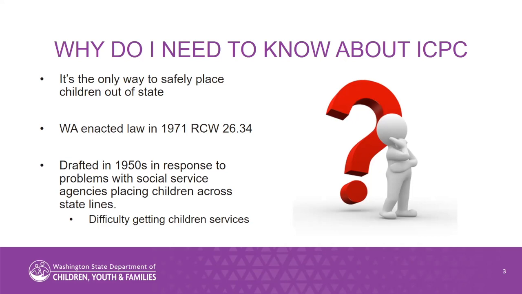ICPC has been around for a long time, since 1971. A lot of other states were 20 years or so in before Washington actually enacted the Interstate Compact. It originally started in the Northeast, New York, New Jersey, those states where the borders blend very easily. It was really difficult to get services and supports for children when they were placed into another state.